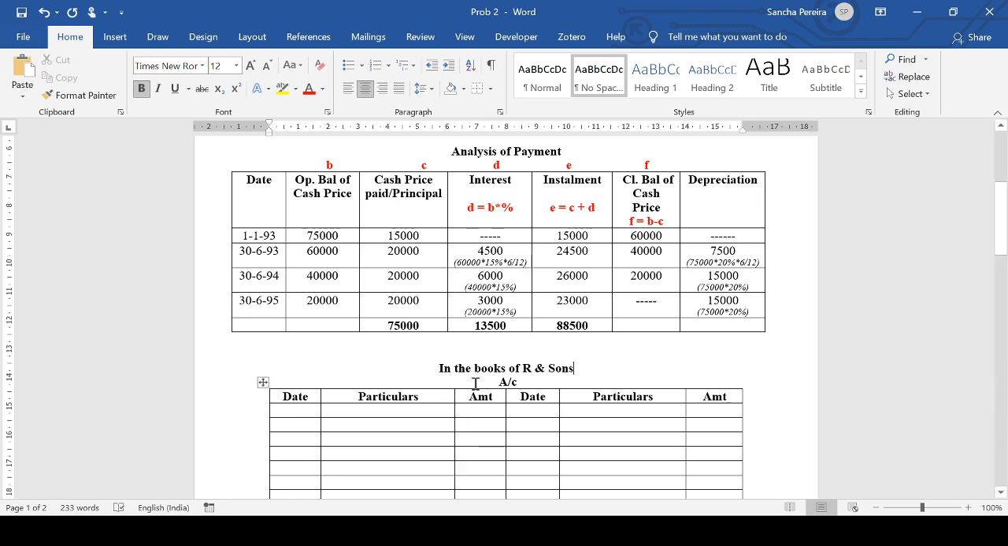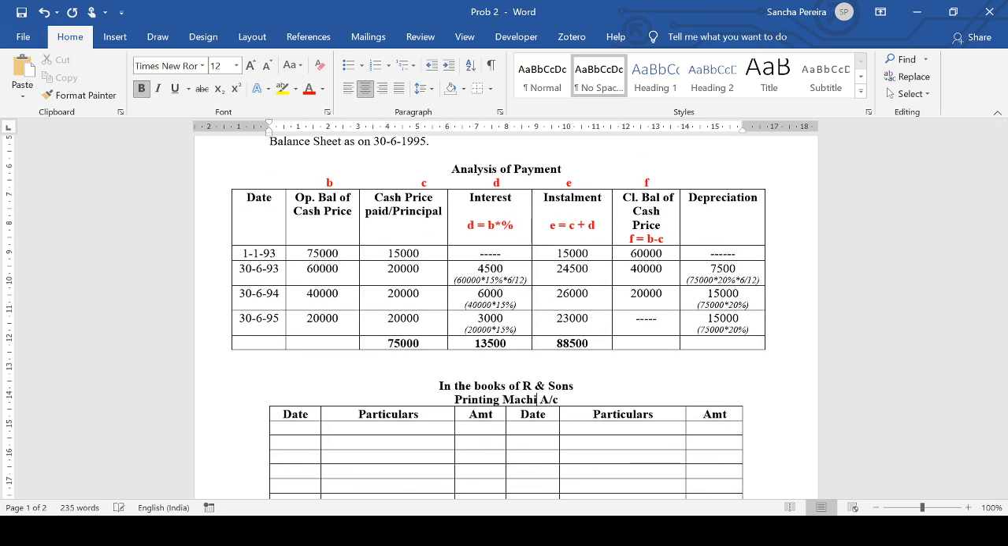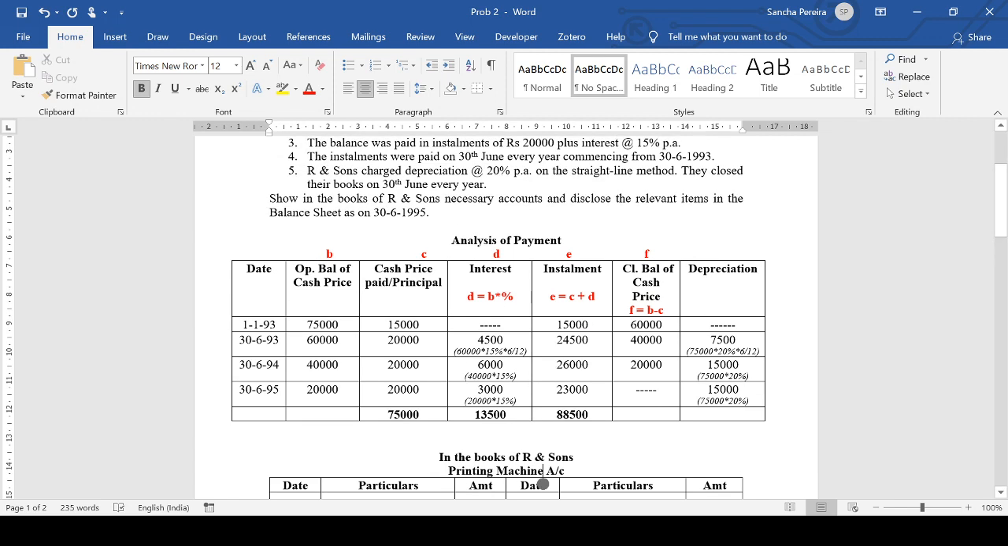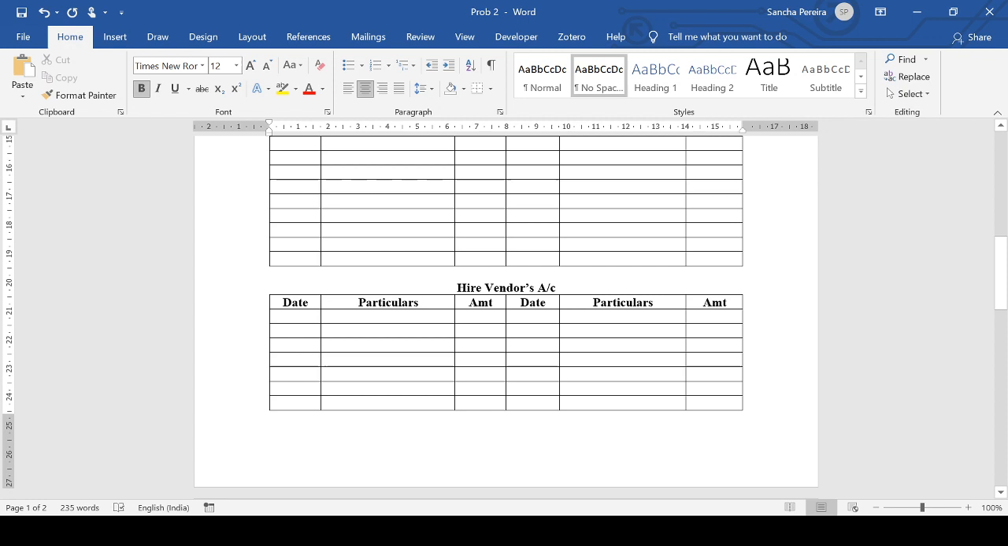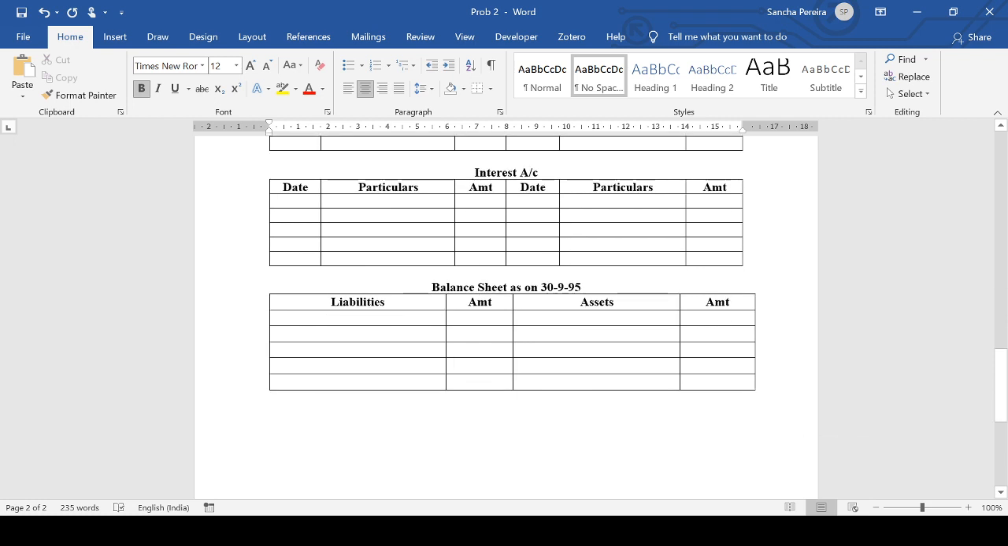In the books of R and Sons, the first thing we have is the printing machine account. Then we have the hire vendor, Savita Printers account, and as usual we have the interest account. Since they've asked for the balance sheet, I've made a small abstract, but we are going to show it only in the last year, because that's the date they have asked us to show, 30th June 1990.